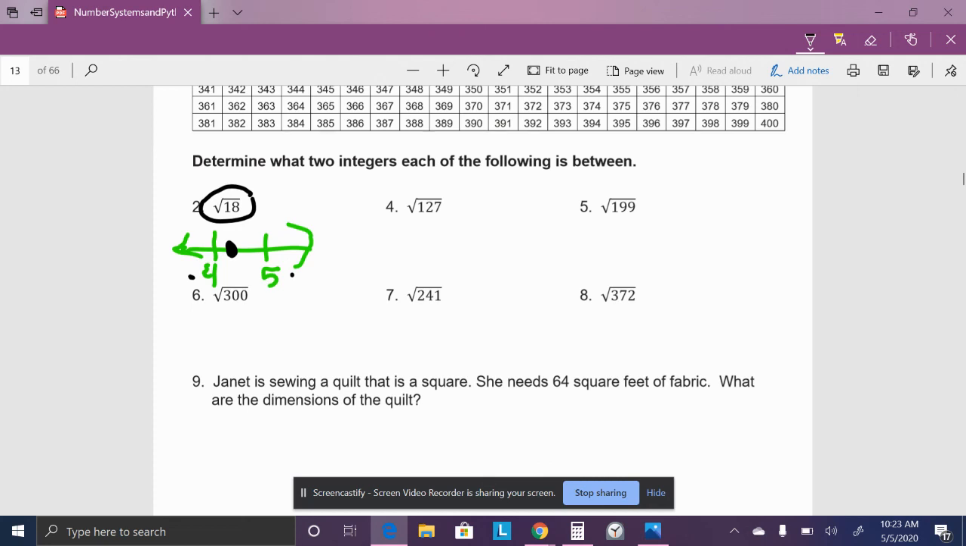Okay, so work through these problems. Make sure you know your decimal spots. If you have questions, let me know.